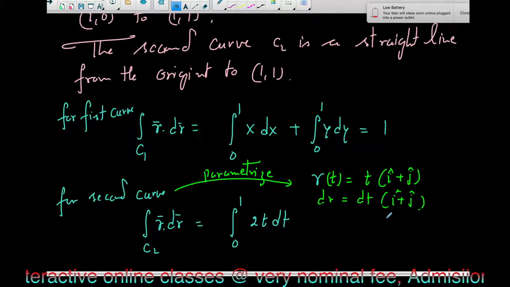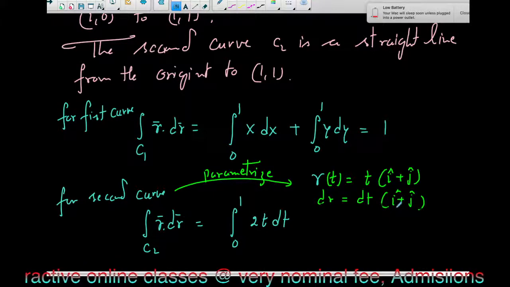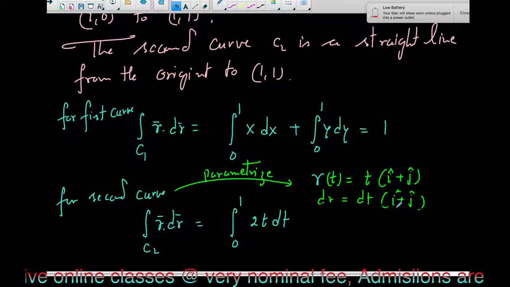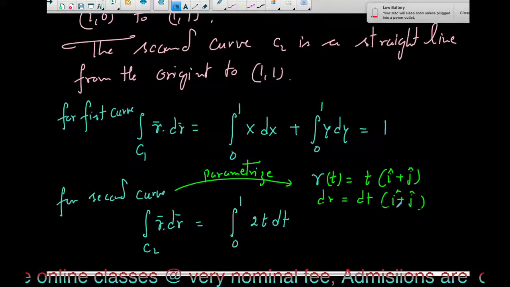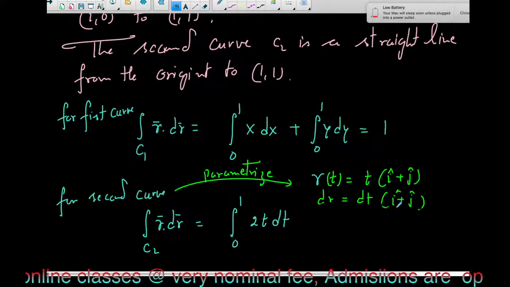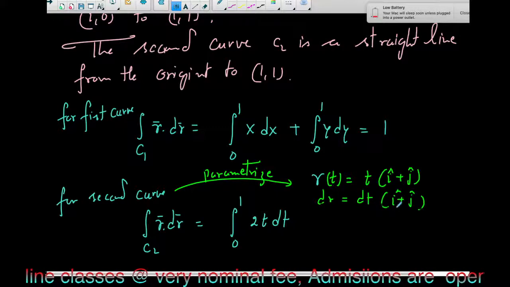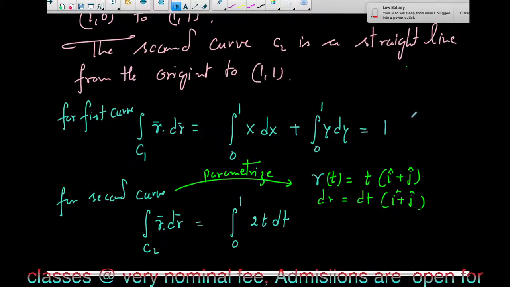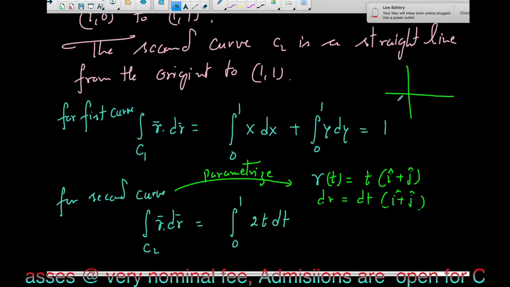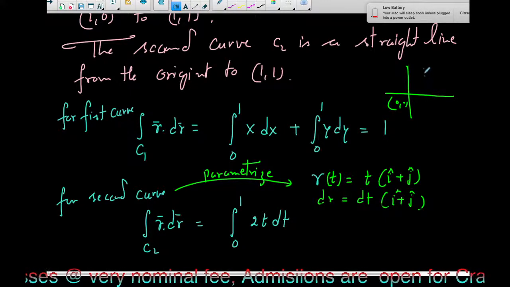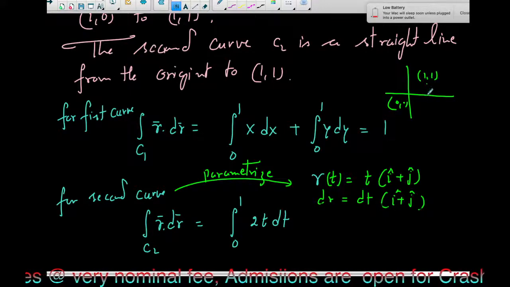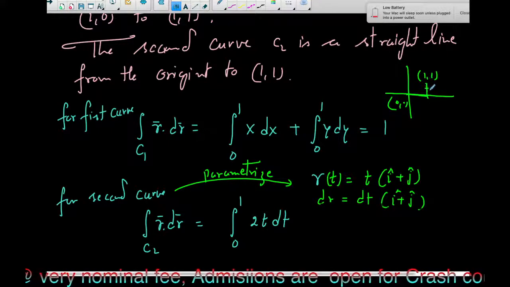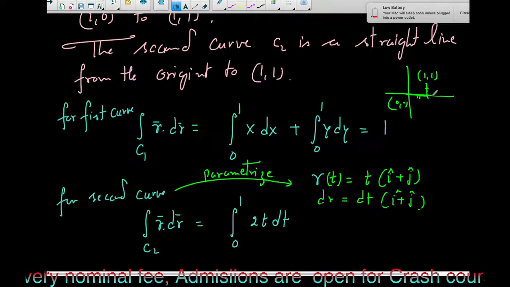Yes, are you getting? Yes, sir, I didn't understand. Didn't understand. No. For second curve, C2 is a straight line from origin to 1, 1. Yes, sir. Let this be y equal to x. This is 0, 0 and here that is 1, comma 1. So this point and this point, you have to go like this. Yes, sir. So that is 1i plus 1j.